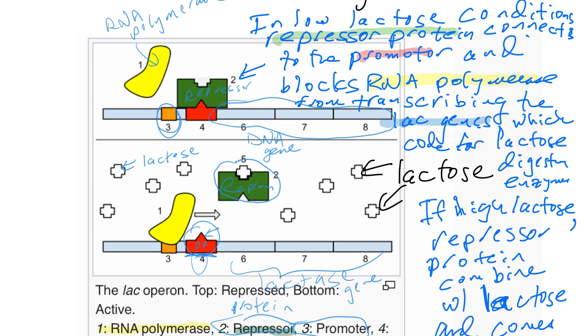Why should you make lactase if there's no lactose to break down? So the repressor protein sits there on the operator. Okay, now, if there's a lot of lactose present, as you can see here, these crosses, then that lactose will connect in there, much like a substrate does an enzyme.